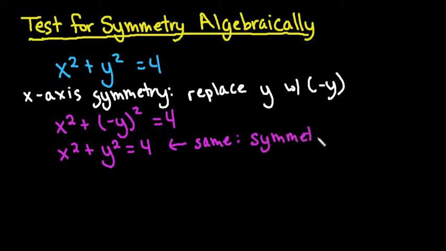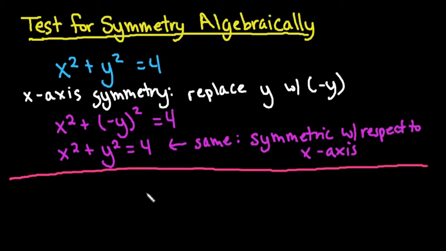You don't want to stop there, because it is possible to be symmetric with respect to all of them. So the second one that we are going to check for, I'm just going to draw a line to separate this so that we can see that we're looking at something else. For this one, we're going to check y-axis symmetry. And remember, with y-axis symmetry, your x-coordinates change and the y-coordinates stay the same.